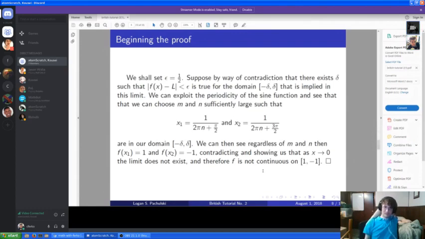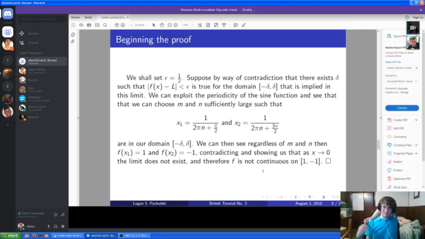As I mentioned earlier, we can simply make our epsilon sufficiently small, and sufficiently small in this case is going to be epsilon equals 1/2. Suppose by way of contradiction that there exists a delta such that the absolute value of f of x minus our limit is less than epsilon for the domain -delta to delta closed. That is implied in this limit.